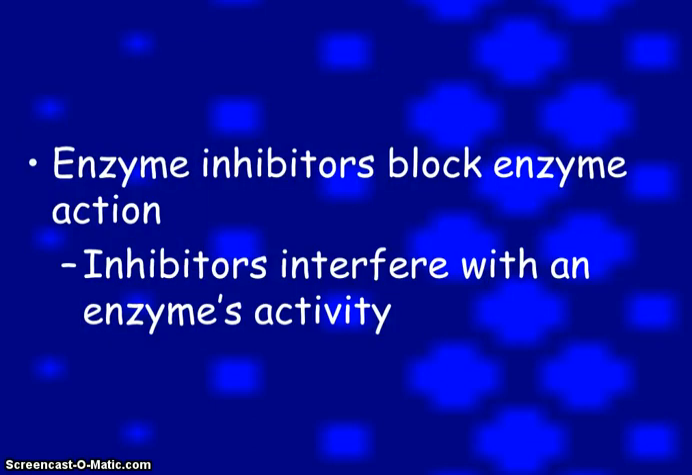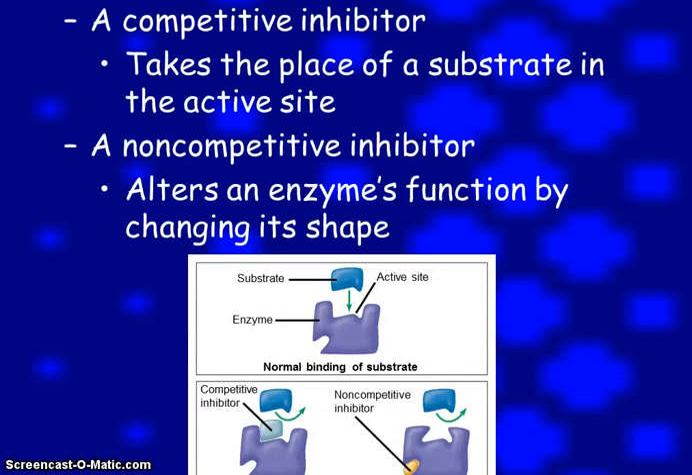Also, there are some things that are called enzyme inhibitors, okay? And that will actually break or block enzyme action. And that would be something that would enter into the reaction, enter into the active site, and will not allow it to work. Okay, so two types. We have a competitive inhibitor and we have a non-competitive inhibitor. The competitive inhibitor actually will take the place of the substrate. The non-competitive inhibitor will actually change the shape, not allowing for binding to occur.